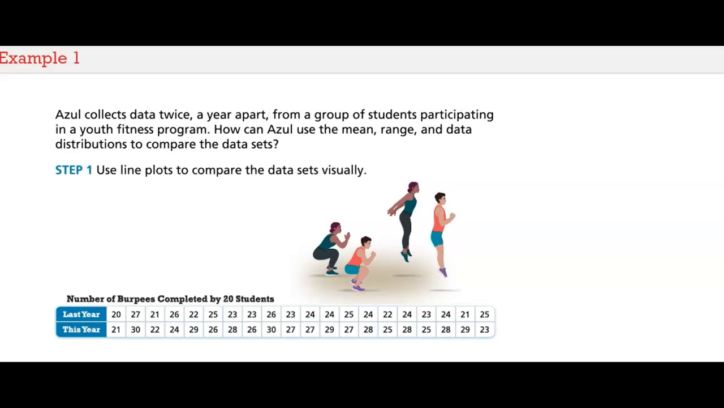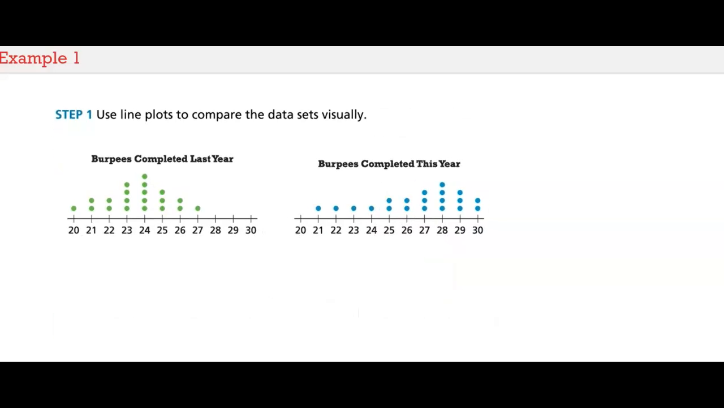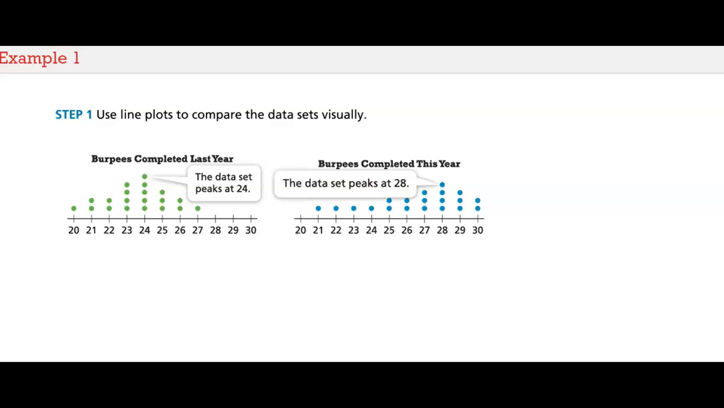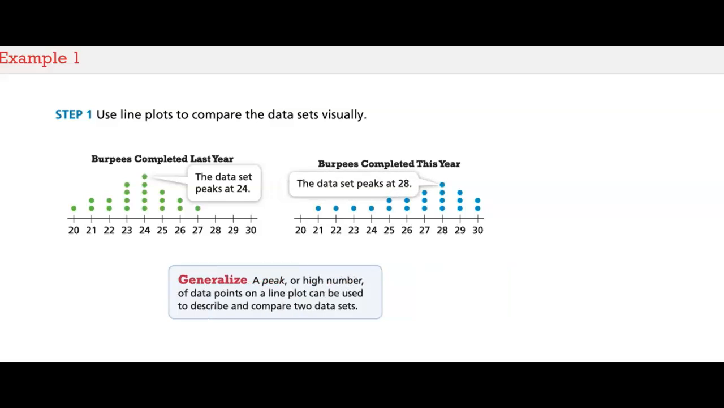Step 1. Use line plots to compare the data sets visually. The data set for burpees completed last year peaks at 24. The data set for burpees completed this year peaks at 28. A peak or high number of data points on a line plot can be used to describe and compare two data sets.